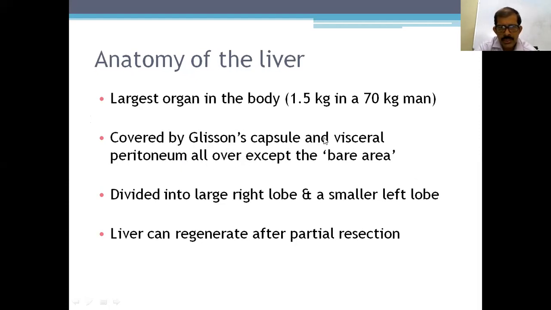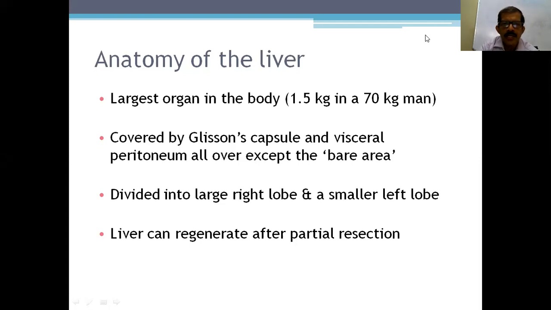But it is, as the name suggests, bare area. So this bare area is on which aspect of the liver? Bare area. Is it anterior or posterior or medial or lateral? Where is this bare area of the liver?